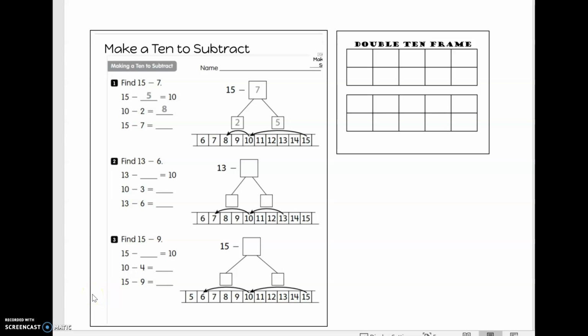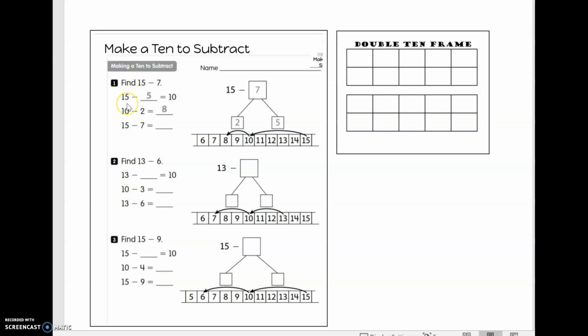I wanted to show you how to do this sheet that you have in your math choices. It says make a 10 to subtract. So I know that we kind of did not go over this in school, so I thought it would be a good idea to make a video on this. So we have find 15 minus 7. Now they're asking us to make a 10.